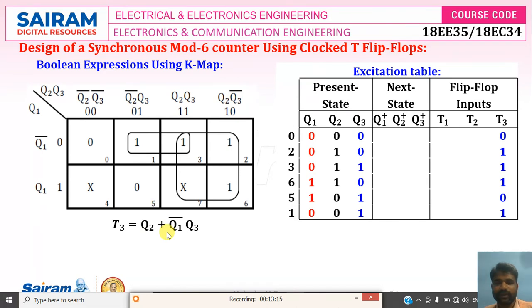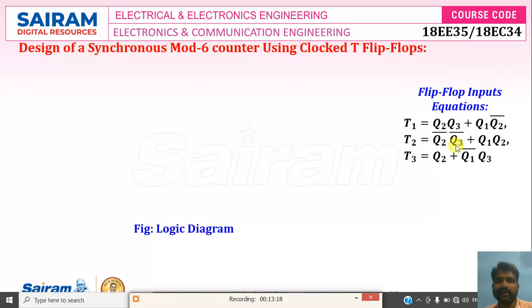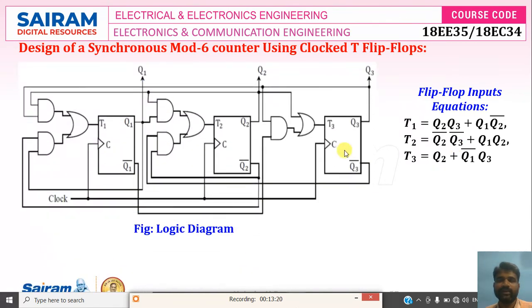Clear now? So for this expression, we write the circuit diagram, and this is the corresponding circuit diagram. As we did using the D flip-flop, similarly here for T1 the requirement is 2 AND gates, 1 OR gate. So connect the inputs Q2, Q3 to one AND gate and Q1, Q2 bar to the other. Similarly for T2 we require 2 AND gates, 1 OR gate. And for T3 we require 1 OR gate, 1 AND gate. Clear now? So this is using the T flip-flop.